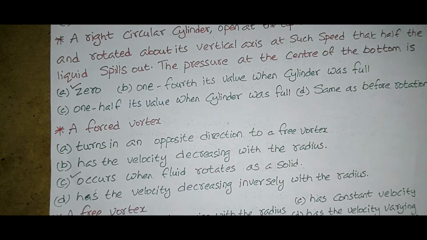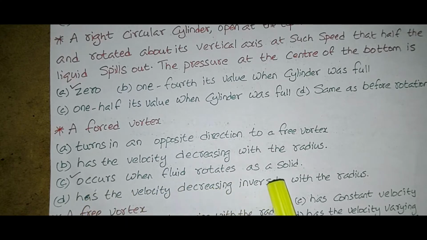A forced vortex turns in an opposite direction to a free vortex, has the velocity decreasing with the radius, occurs when fluid rotates as a solid, has the velocity decreasing inversely with the radius. So a forced vortex occurs when fluid rotates as a solid.